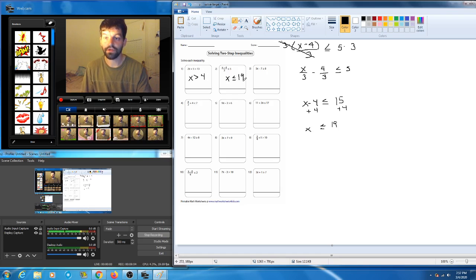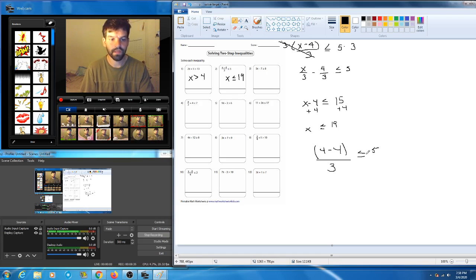Now again, you can go ahead and check your solution. Make sure it works. Now here's a really cool trick for this kind of solution to check. I'm going to choose 4. The reason I'm going to choose 4 is when I plug in x for 4, I get (4 minus 4) over 3 is less than or equal to 5. 4 minus 4 is 0. 0 divided by 3 is 0. And 0 is definitely less than or equal to 5.